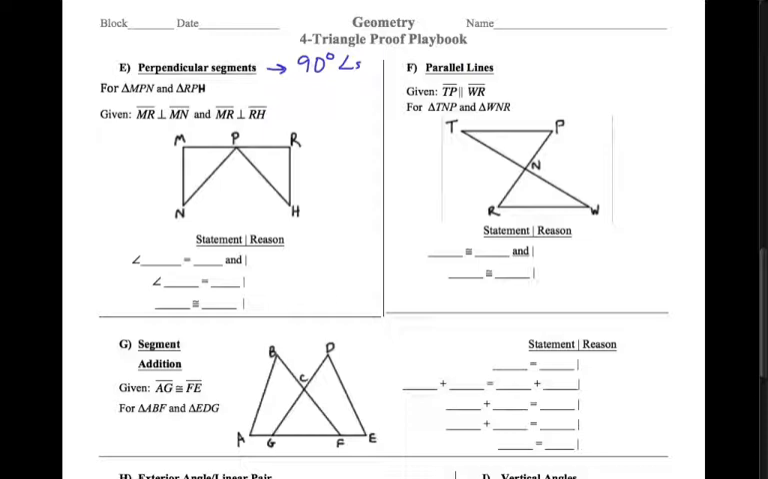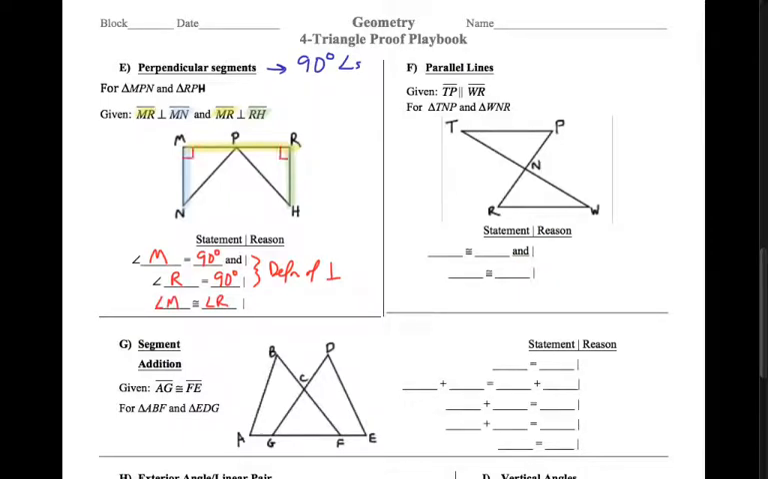So if we got these two triangles and we have perpendicular segments, MR is perpendicular to MN, MR is also perpendicular to RH. What do perpendicular segments do? They make 90-degree angles. So this angle here, angle M, we can call it angle M because it's the only angle at that vertex, and angle R are both equal to 90 degrees. That's the definition of perpendicular. That does not say that those angles are congruent. They're both equal to 90. Well, if two things are equal to the same thing, then they are equal to each other. We can say that angle M is equal to angle R.